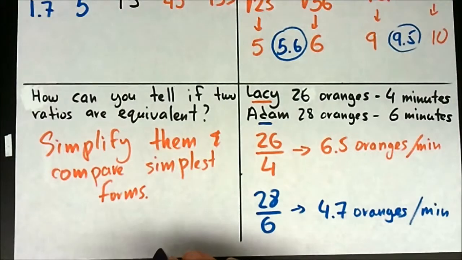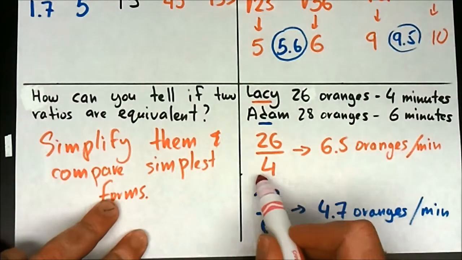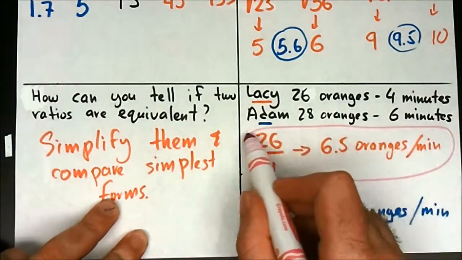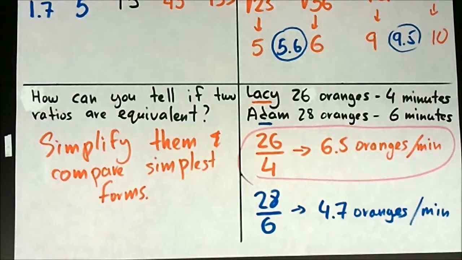Now, can someone tell me which one of these two is the quicker? Lacey is the quicker one. She can do 6.5 oranges in a minute. The lower number here is worse because that means Adam can do fewer oranges in a minute. So in this case, Lacey is the definitive winner. She can do more oranges in a minute. So if you needed some oranges peeled, you grab Lacey, leave Adam alone. Questions?